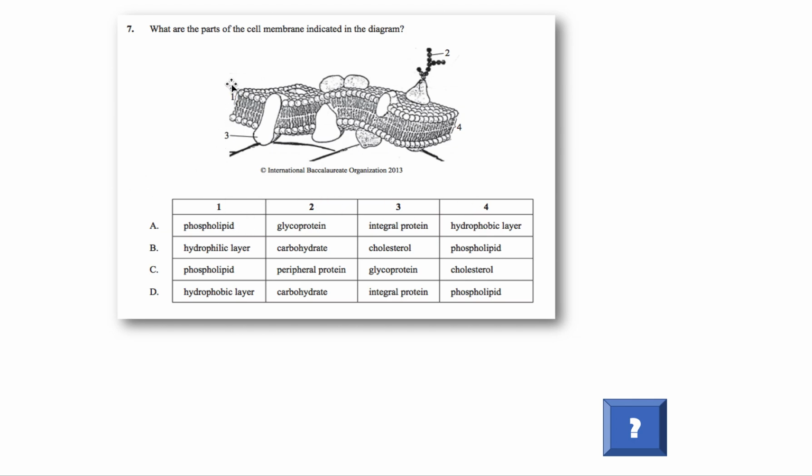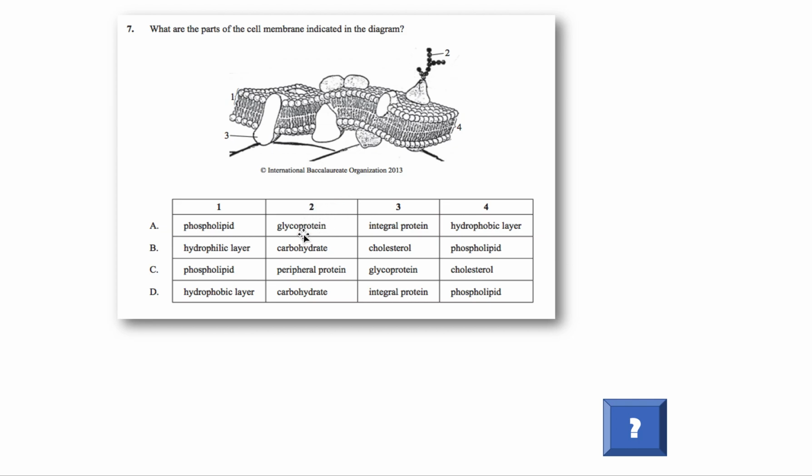Let's go to 1. We can see here that 1 is pointing at the entire phospholipid. So we know it's going to be A or C, because they're pointing at the phospholipid. They're not pointing at the hydrophilic layer. The hydrophilic layer would be the outside layer only, and the hydrophobic layer would be the inside layer only. But they're pointing at the entire phospholipid, so it's going to be A or C. Now, what is 2? 2 is a carbohydrate. We don't know if they're pointing at the entire thing, because the protein with the carbohydrate is called a glycoprotein. So it's unclear just looking at this if they're pointing at just the carbohydrate or also the protein, in which case it would be a glycoprotein.